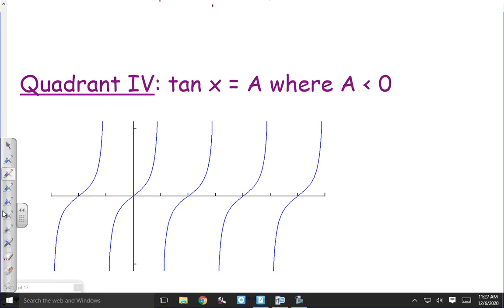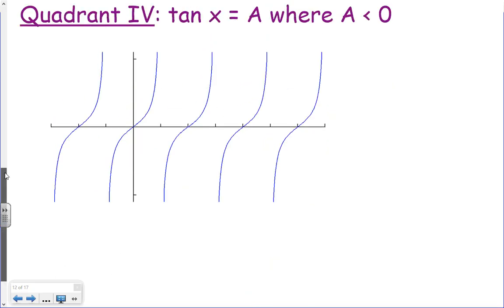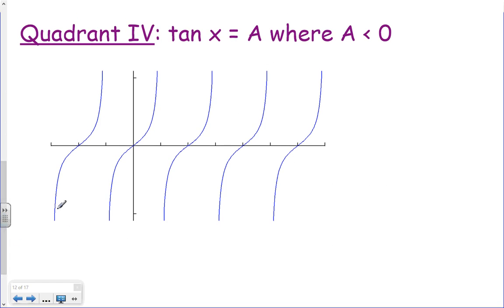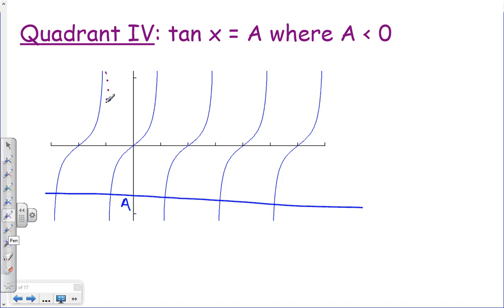So if we have a being a negative value, that means that a is below the x-axis, so we'll pick it to be somewhere down here. We'll say that this is our value of a. It's a negative number. It's below the x-axis. And again, to find the solutions, I'll go ahead and mark these vertical asymptotes in here again, because those really nicely split up the solutions that you're looking for.